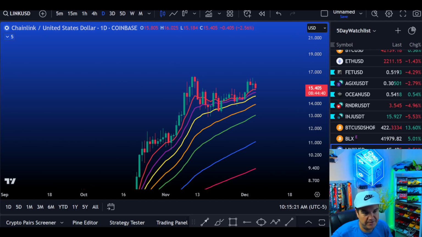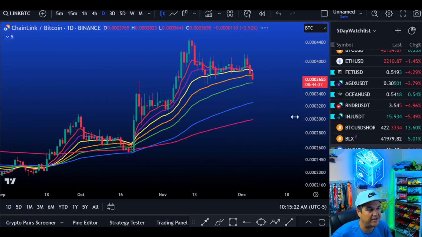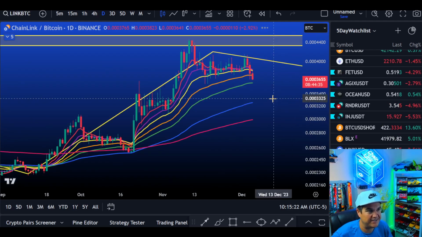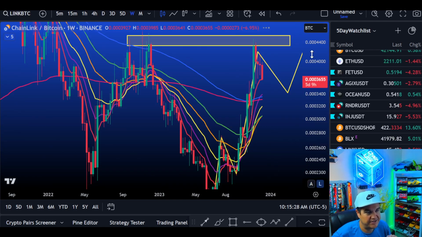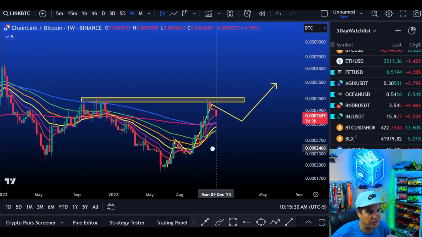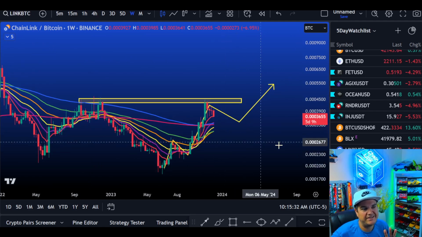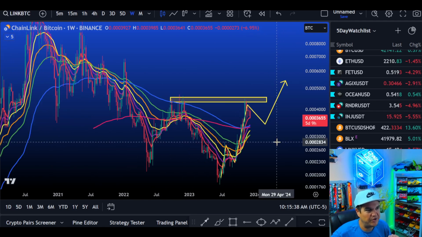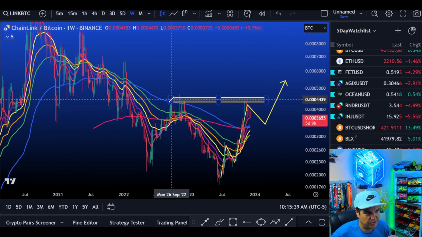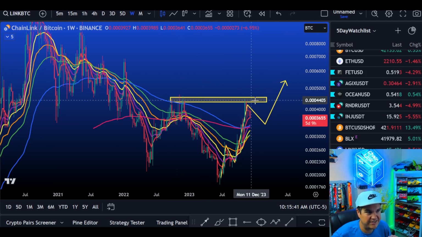Now let's keep this short and sweet, and let's look at Bitcoin against Link. So Link BTC, this has nothing to do with Link's valuation in fiat. This is against Bitcoin, and look at what we have here. So this is what I'm anticipating, right? Kind of a prediction. You can take it with a grain of salt if you wish, but this is what I'm seeing, right? So potential resistance zone here.